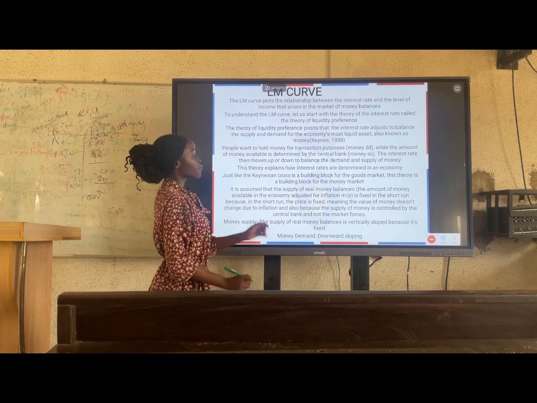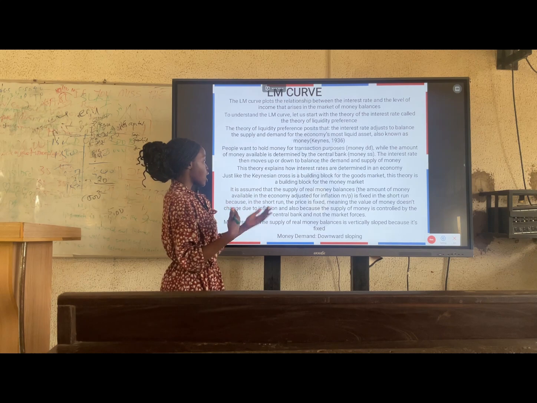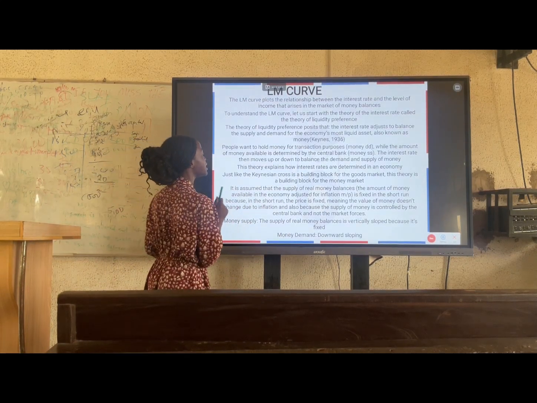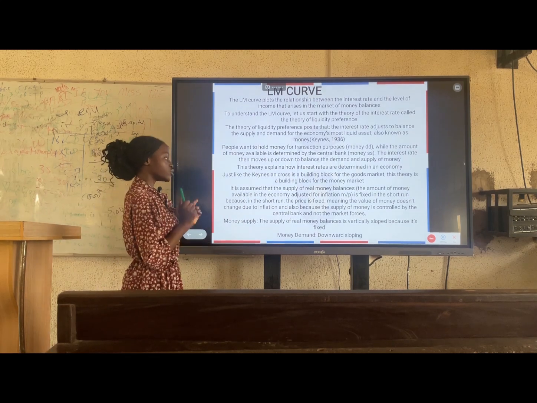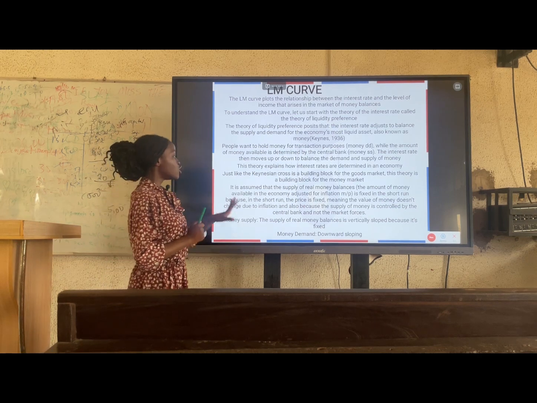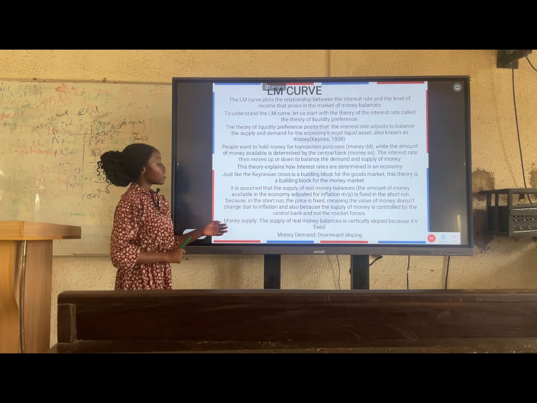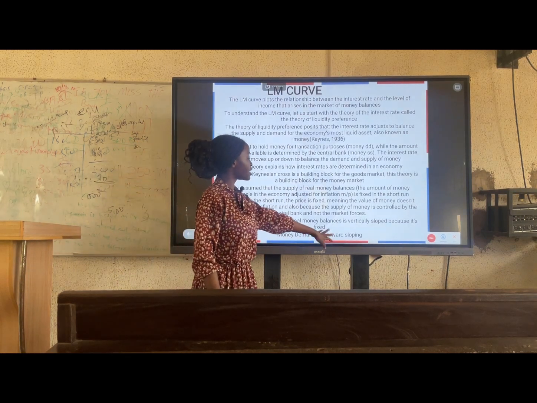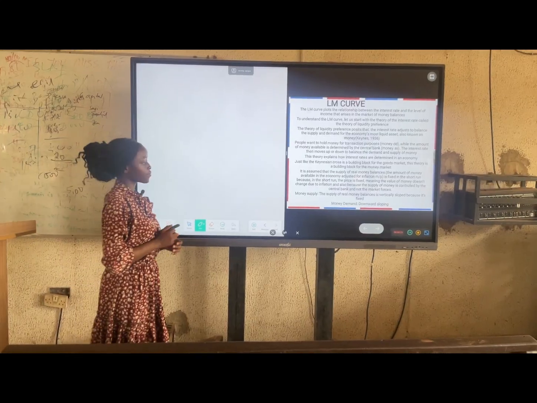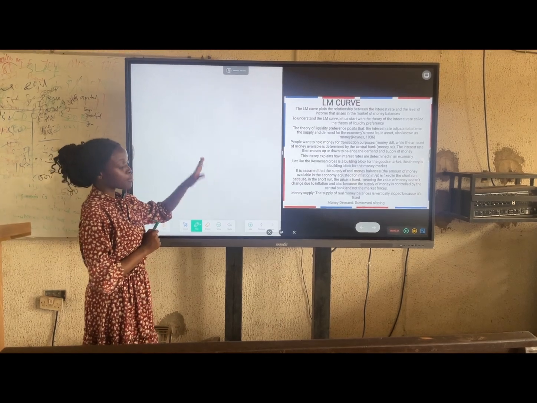It is assumed that the supply of money, which is the amount of money available in the economy, adjusted for inflation, is fixed in the short run. Because in the short run, the price is fixed, meaning the value of money doesn't change due to inflation, and also because the supply of money is controlled by the central bank and not the market forces. So this is simply why the price is assumed to be fixed in the short run. So money supply, the supply of real money balances, is vertically sloped because it is fixed.